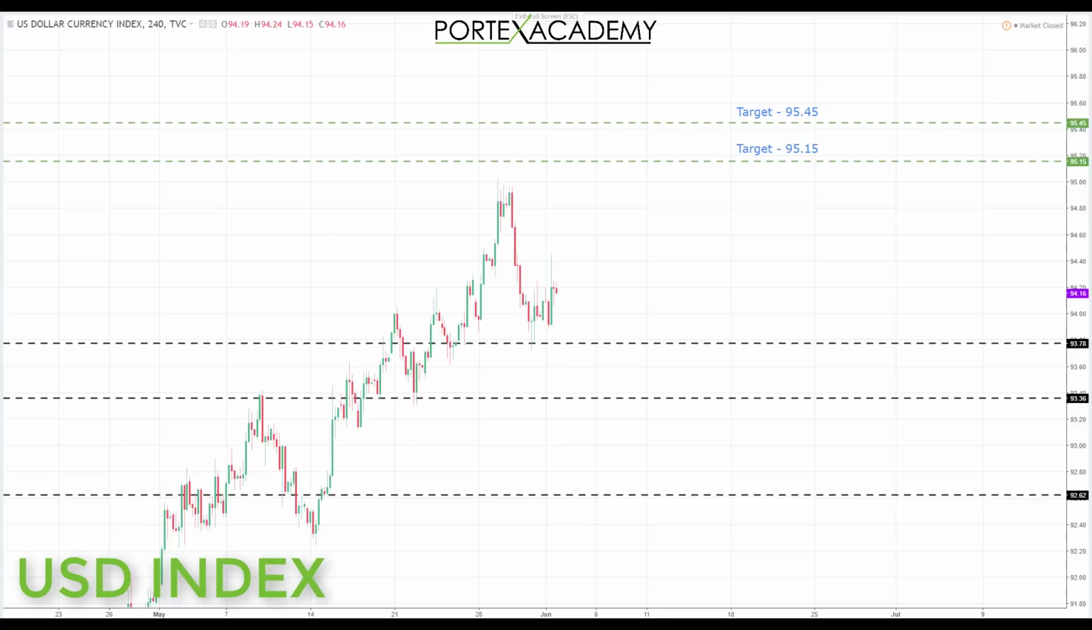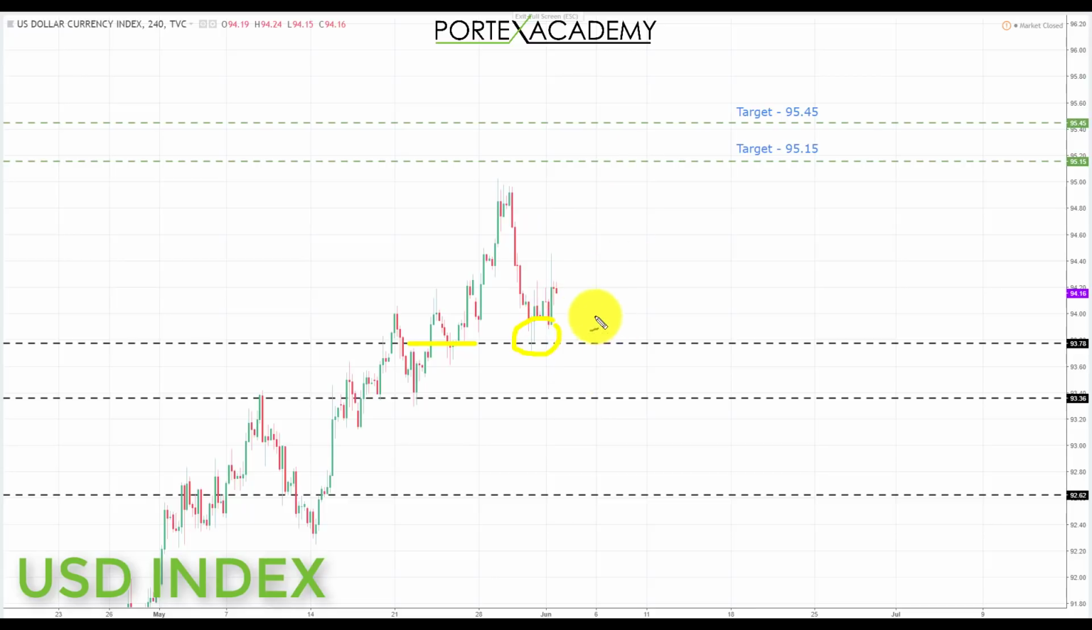Starting with the US dollar index. Now last week we were looking further advanced in the US dollar index. You can see we did get a push to the upside, but we actually fell short of the target set from last week at 95.15. We ended up pulling all the way back down, and we're now currently sitting at broken resistance turning support in the US dollar index.